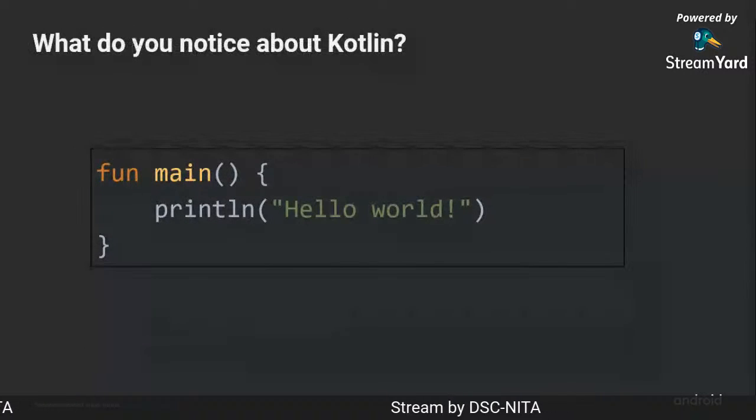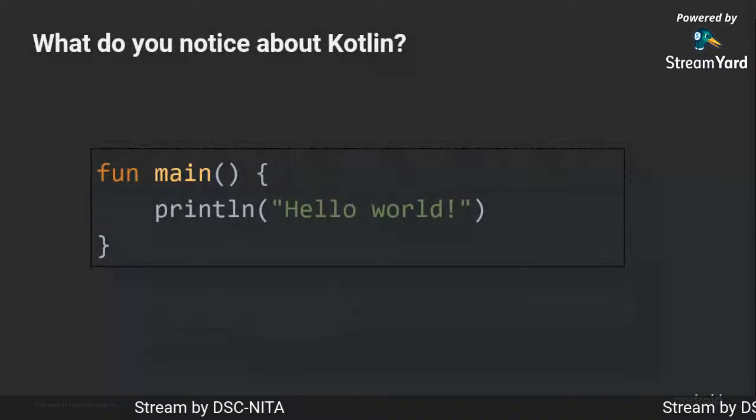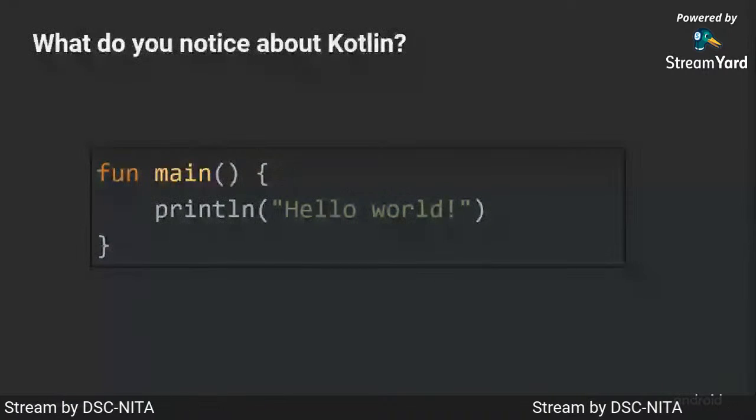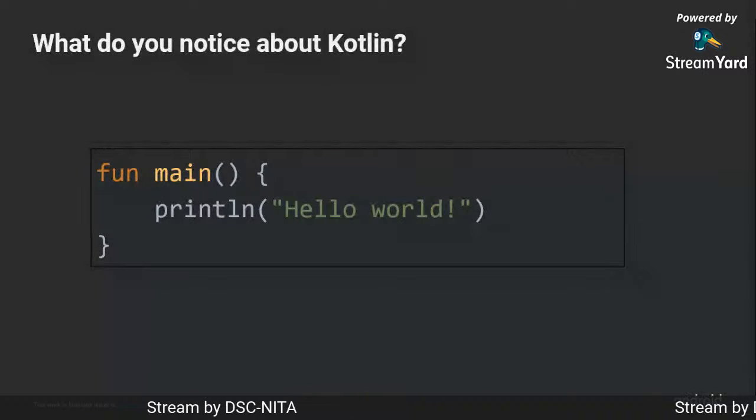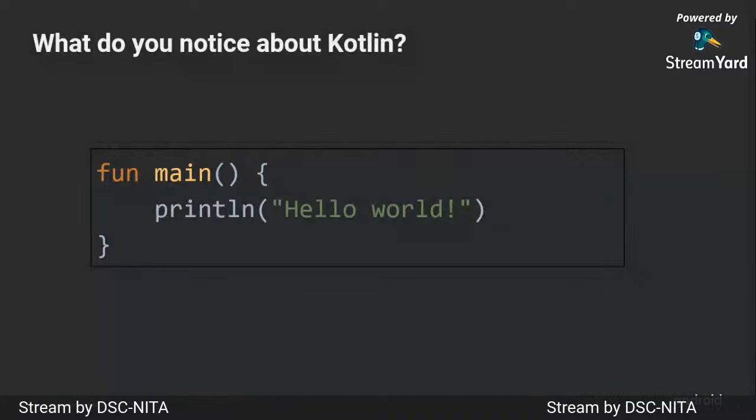So functions are declared with the fun keyword. Kotlin programs need a main function. Kotlin uses curly braces to enclose a function body. Semicolons are not needed in Kotlin. This is a very good advantage of Kotlin.